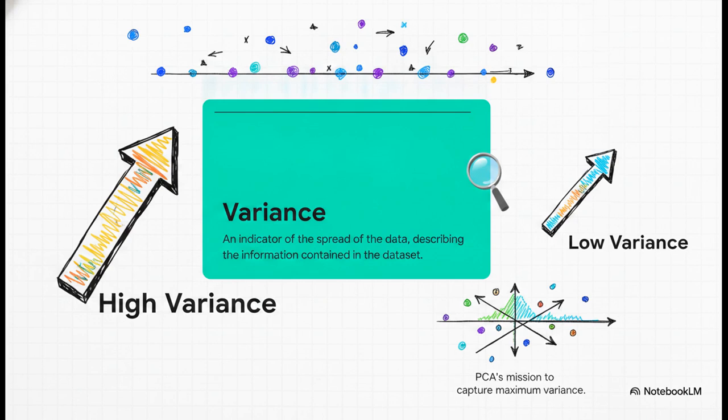To really master how this works under the hood, we need to get comfortable with a few core concepts. And the absolute biggest one is variance. Now, please don't let the math jargon intimidate you. Variance literally just means the spread of the data. How stretched out is it? In the machine learning world, variance is a direct indicator of information content. Think about it. If a feature has zero variance, meaning every single data point has the exact same value, it tells us absolutely nothing useful. A feature with high variance, on the other hand, contains a ton of unique information. PCA's entire mission in life is to find the specific angles and projections that capture the maximum amount of variance.